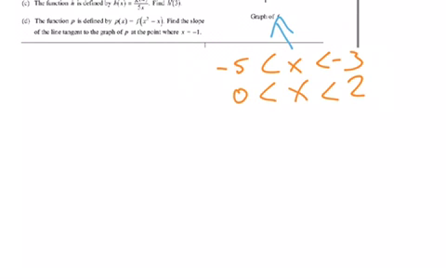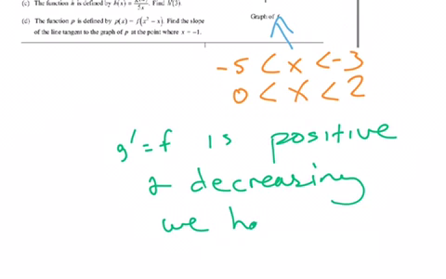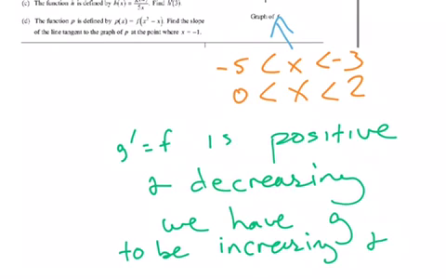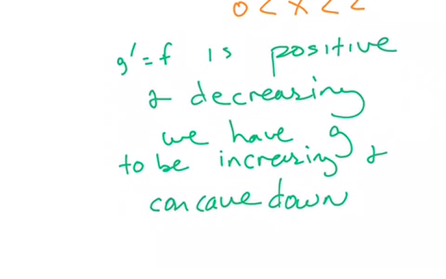So whenever g prime equals f is positive and decreasing, we have g to be increasing and concave down. Okay? There you go. Boom.